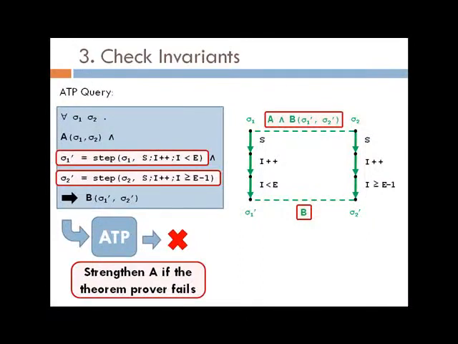PEC will iterate in this way, strengthening invariants and checking them with a theorem prover until it reaches a fixed point, and we no longer need to strengthen. Note that PEC will never strengthen the invariant at the entries of the programs because we're not willing to assume anything stronger than state equality at the entrances of the 2 programs.